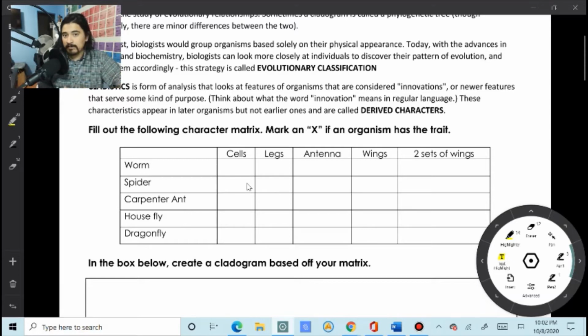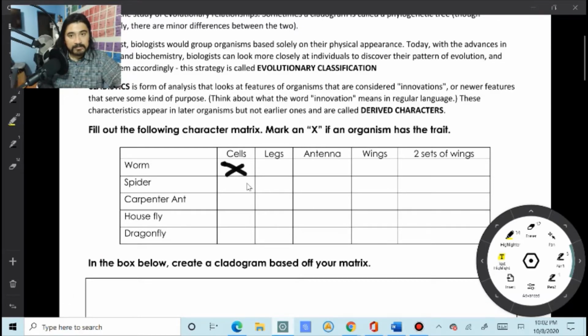So we'll do this first one as an example. Worm, does it have cells? Pause. Now I want you to pause the video and think about it, and then once you have an answer, play the video again so you can figure out what the answer is. So, worms, do they have cells? Pause. Yes, worms do in fact have cells. So let's mark it with an X.